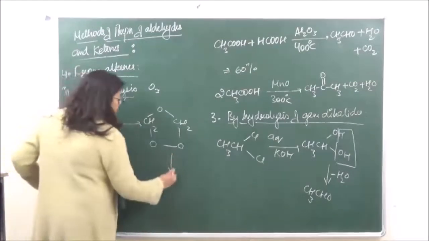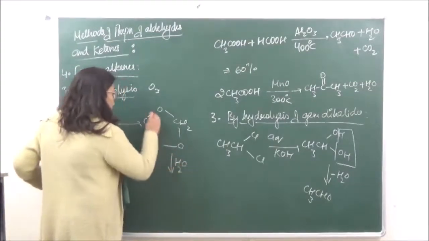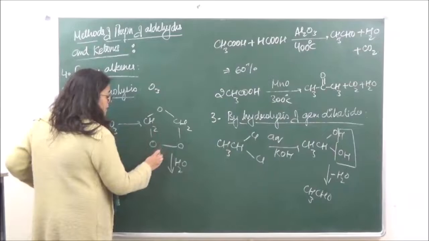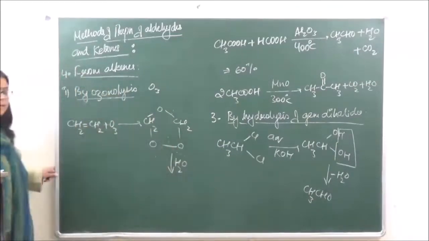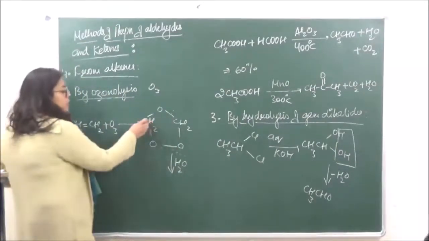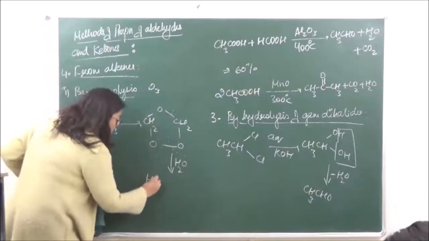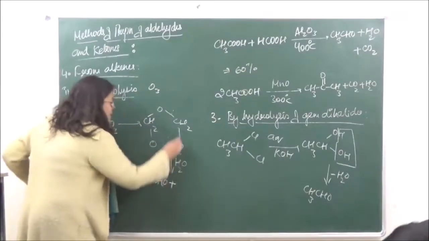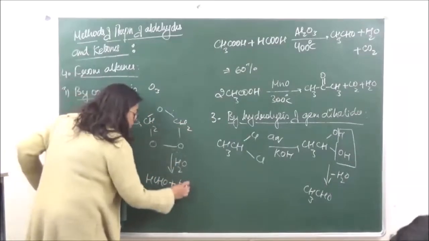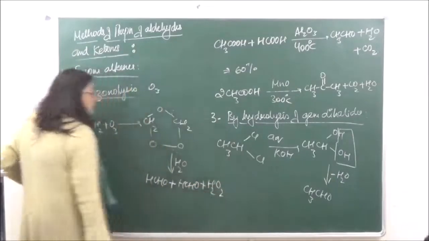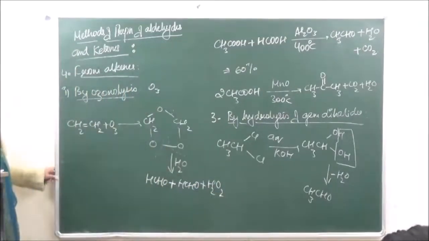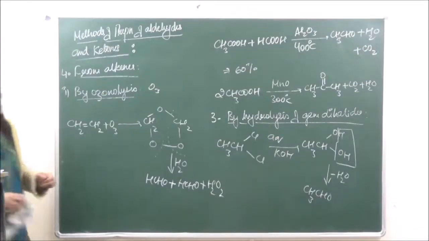Now when we hydrolyze this solution, there is going to be a cleavage of the bond from both the sides, such that we get HCHO plus HCHO and plus H2O2. Okay, now let's take another alkene to understand this better.